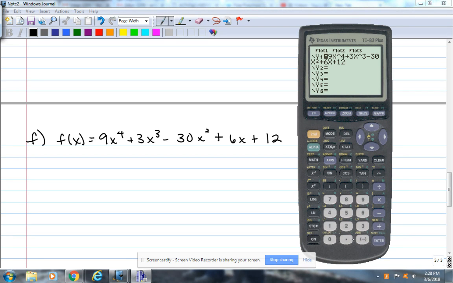Take a gander up at my screen and make sure yours looks typed in like mine when you get finished, because if you don't, your graph won't look like mine. Negative 30x squared plus 6x plus 12. All right, now let's all hit graph together and see if our graphs look the same.